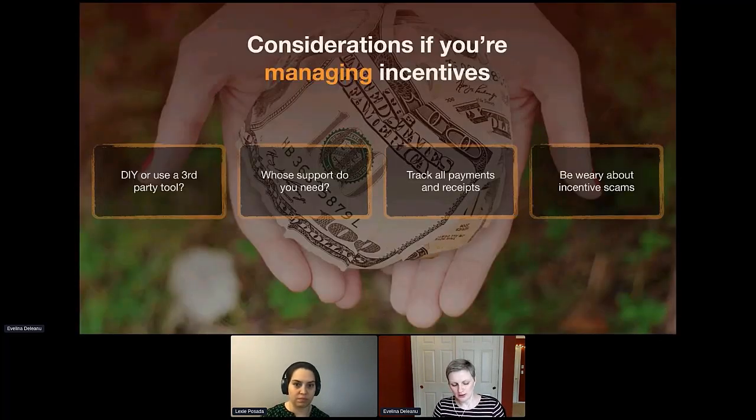So Tango Cards and Tremendas are two vendors that come to mind. They take a very low cost for the transactions that they support, and that's what they do. They just issue incentives. Find out whose support you need internally to be able to issue incentives. So whether that's finance, accounting, your project manager, figure out what the internal logistics are for setting aside funds and issuing those funds externally. Make sure you're tracking all payments and receipts.